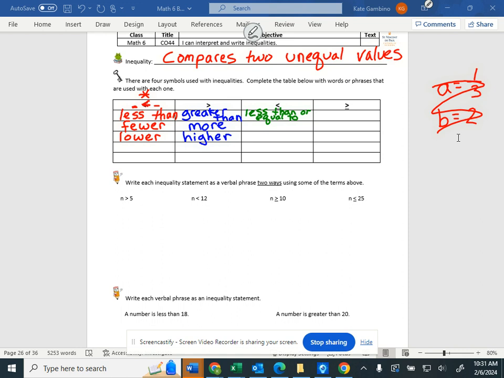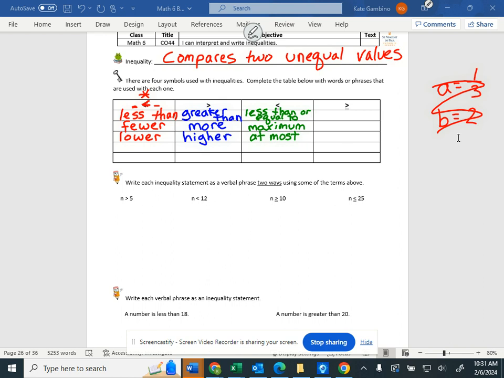Other words for less than or equal to could be maximum. The maximum number is 2. It could be anything smaller, but it can't go above 2. That's the maximum. Another word or words would be at most.